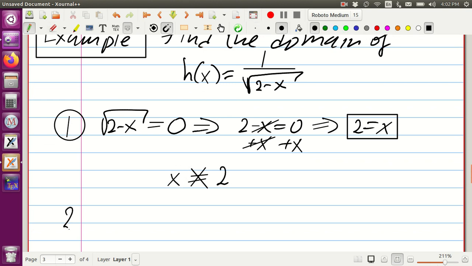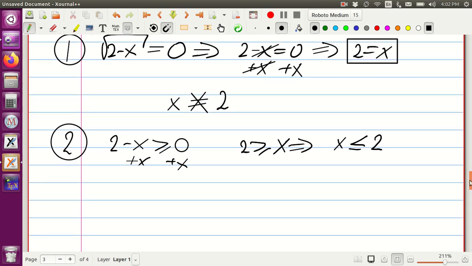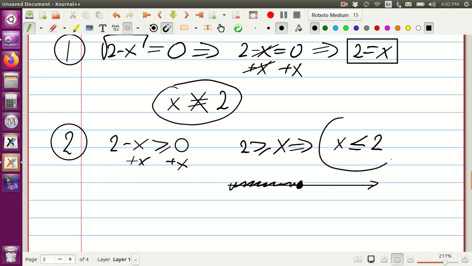All right, the second thing we have to worry about is the inside of the square root has to be greater than or equal to 0. So if we add x to both sides, we're going to get 2 is greater than or equal to x. Or if we want to write it in a nice form, we can say x is less than or equal to 2. So this tells me that I have to start at 2 and go all the way to the left.